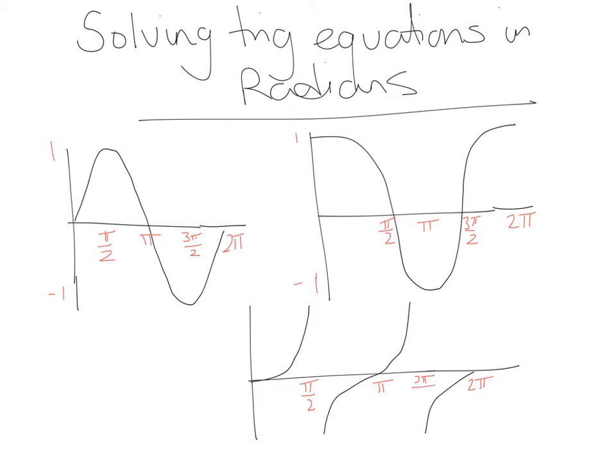Okay, so the graphs haven't changed in shape. The key points are still in the same locations, but instead of having 90, 180, 270 and 360, we have pi over 2, pi, 3 pi over 2 and 2 pi. On the next slide we'll have a look at the cast.